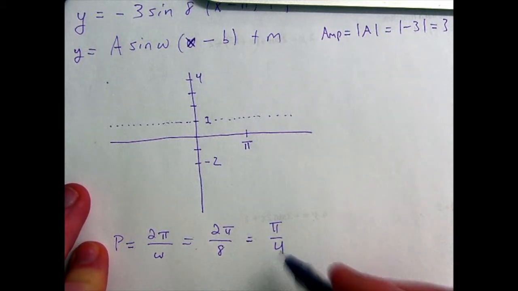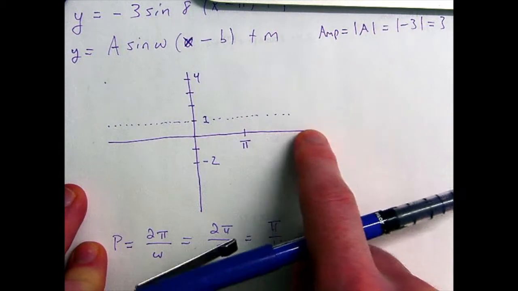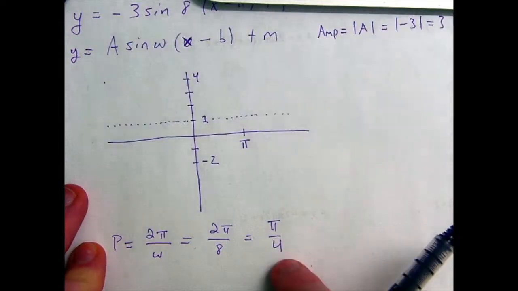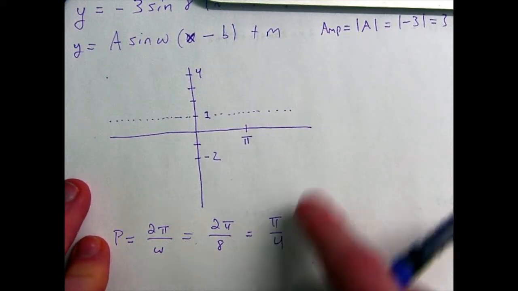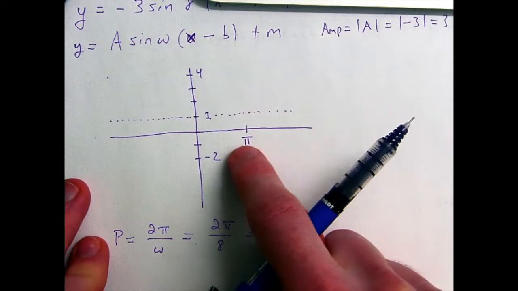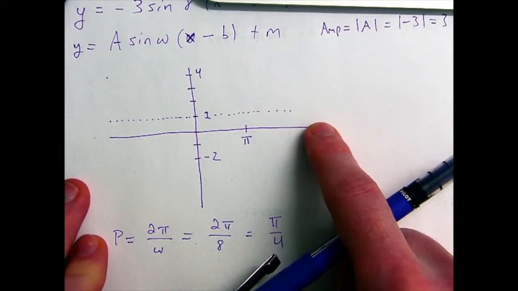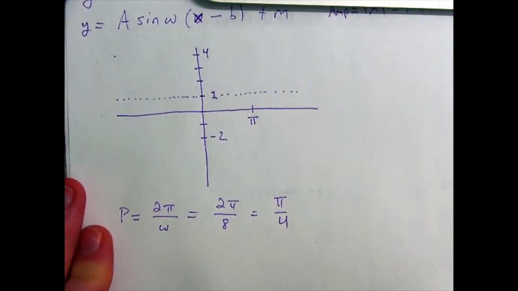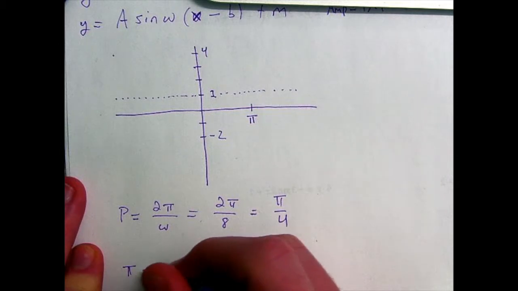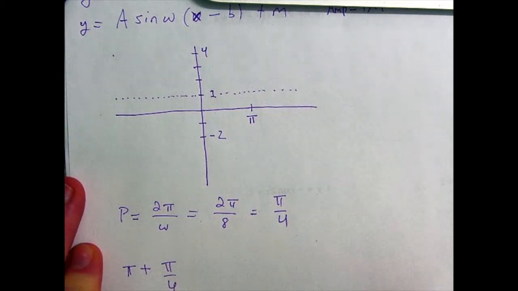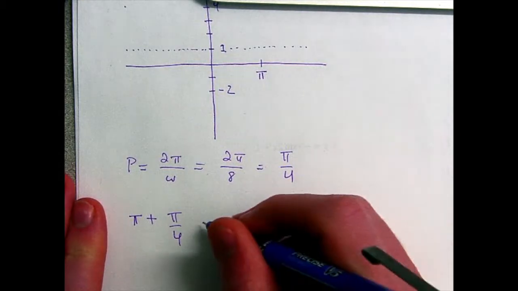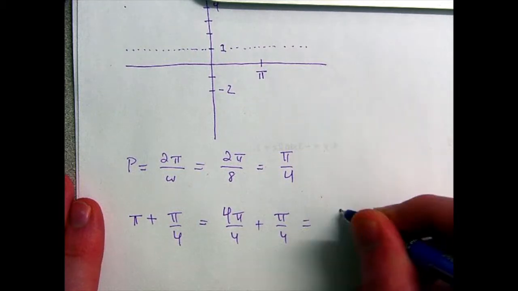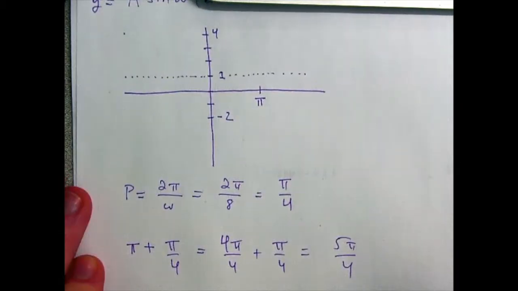Which means that if I start at pi and then I move pi over 4 units to the right, that will put me at the end of the cycle, because the cycle is pi over 4 units long. So where exactly does that put me? If I take pi and I move pi over 4 units to the right, where do I land? Well, to find out, you have to take pi and add pi over 4. So let's do that. To combine these two things, I need common denominators. So that's like 4 pi over 4 plus pi over 4, which gives me 5 pi over 4. So that's where the end of my cycle is going to be.